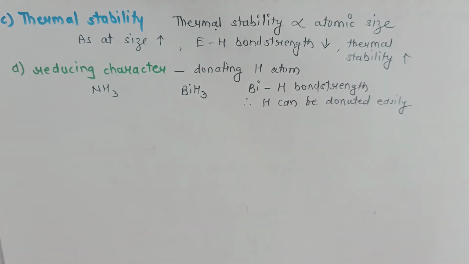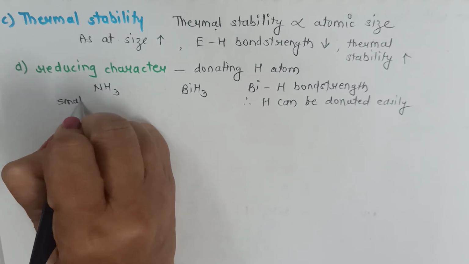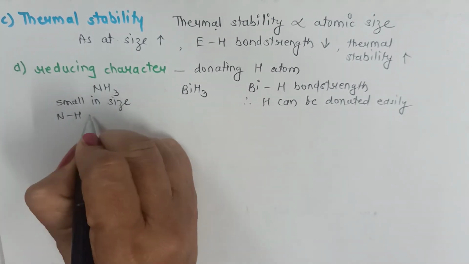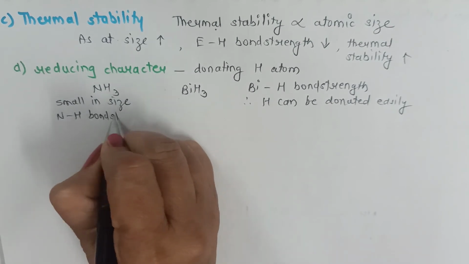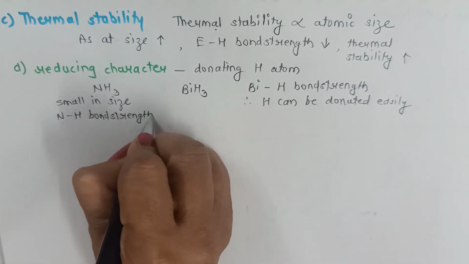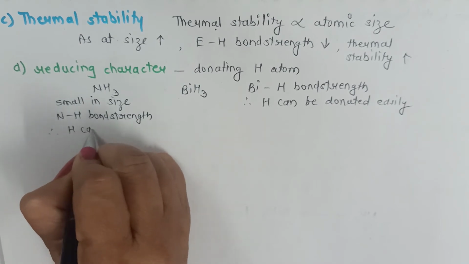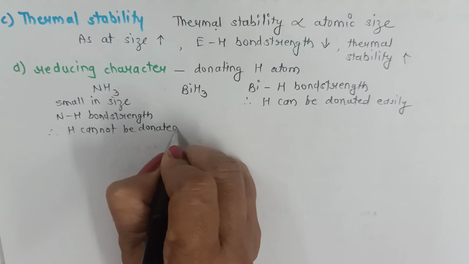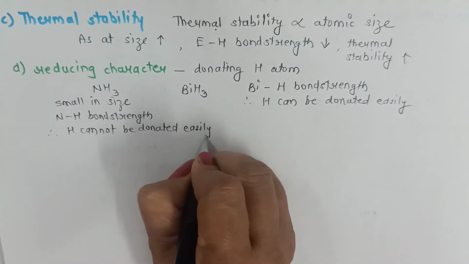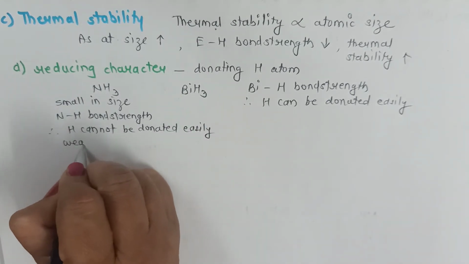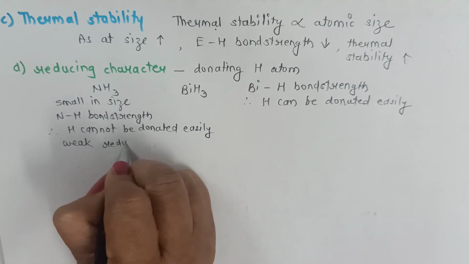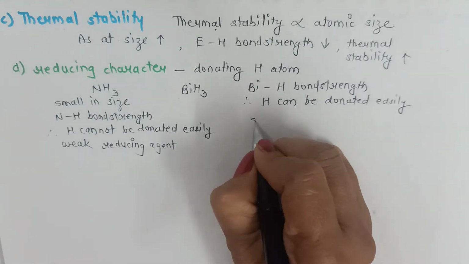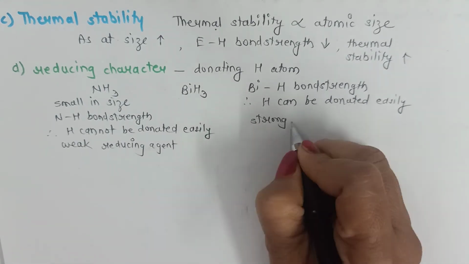Whereas on the other hand, we know nitrogen is small in size. So nitrogen-hydrogen bond strength will be comparatively higher. Therefore, hydrogen cannot be donated easily. And ammonia will be a weak reducing agent. Whereas bismuth hydride will be a strong reducing agent.